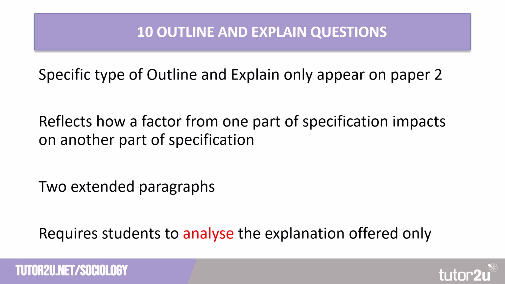In order to answer the question, students need to come up with two extended paragraphs, each of which should look at a specific way or reason why one factor has impacted on the other. This question, unlike the 10-mark apply and analyse question on the same paper, requires students to just analyse the explanation. Whilst some evaluation can be presented as a form of analysis, essentially students are looking to explain why this happens.